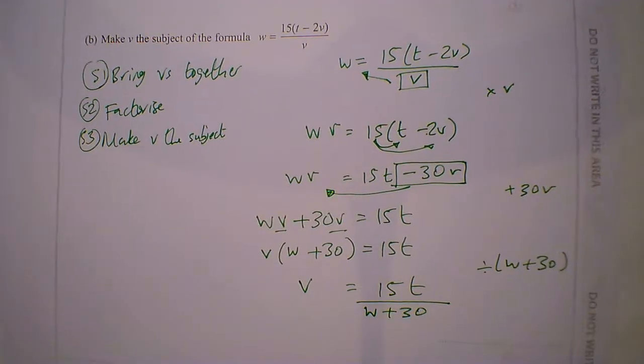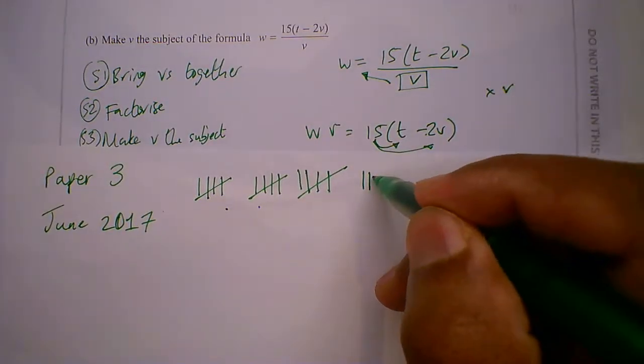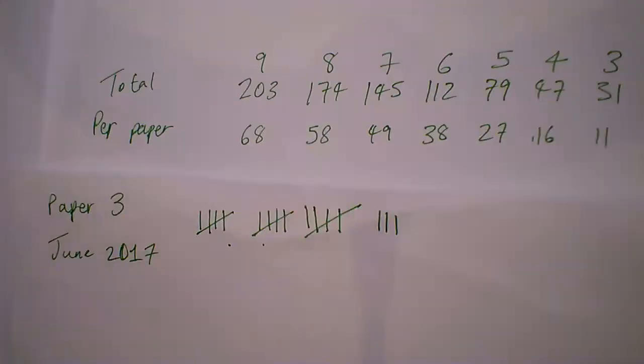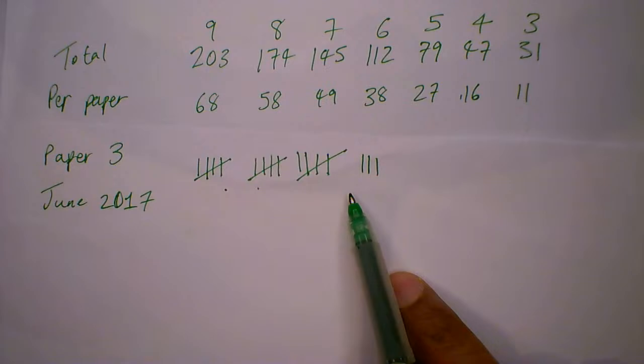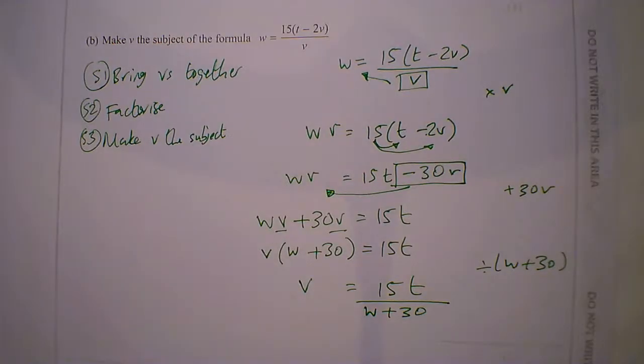Let's add our 3 more marks to this. All right, so we've got 1, 2, 3, 5, 10, 15, 18. And we've now banked a grade 4. Okay, we've gone over 16 marks. We've banked our grade 4. This is paper 3 we're looking at, June 2017, paper 3.